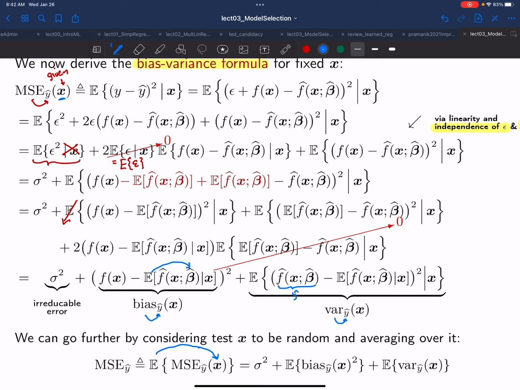Finally, you get the irreducible error plus the average of the squared bias plus the average of the variance, where these expectations are taken over the random data. We'll use this in the future. This finally gives us a plain mean squared error that does not depend on anything, just the average mean squared error.